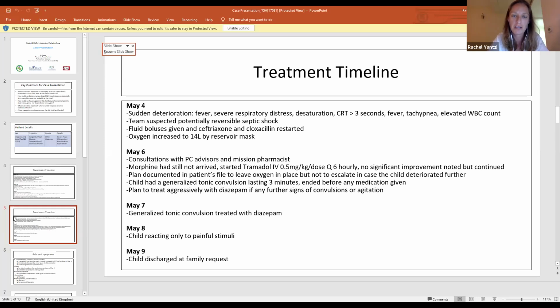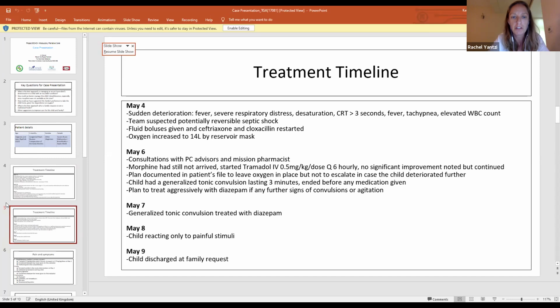And there was quite a discussion among the team of whether or not we should aggressively treat the septic shock or not, but we felt that it might be reversible. So we gave fluid boluses, restarted antibiotics, and increased her oxygen back to 14 liters by reservoir mask. After this point, the child's condition just progressively deteriorated.